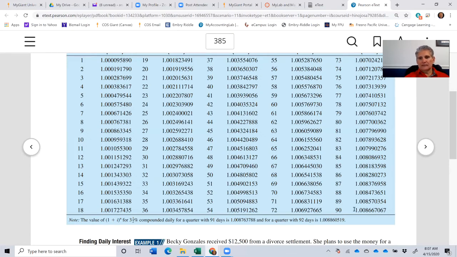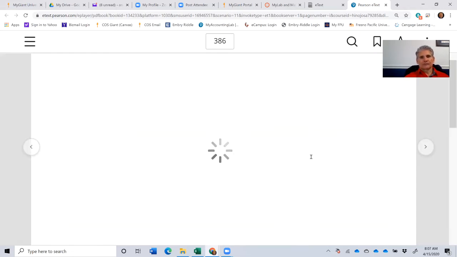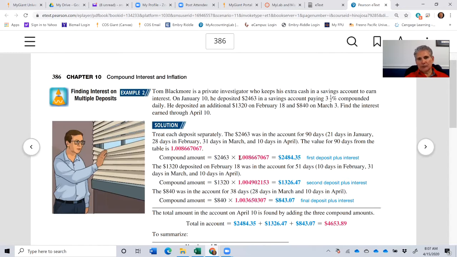1.008666767. Right there. Conveniently, it's at the end of the table. So that's going to be the factor we use. We multiply it by 24.63. We get the total amount, the maturity value, and then we subtract the difference so that we can understand how much interest we earned.